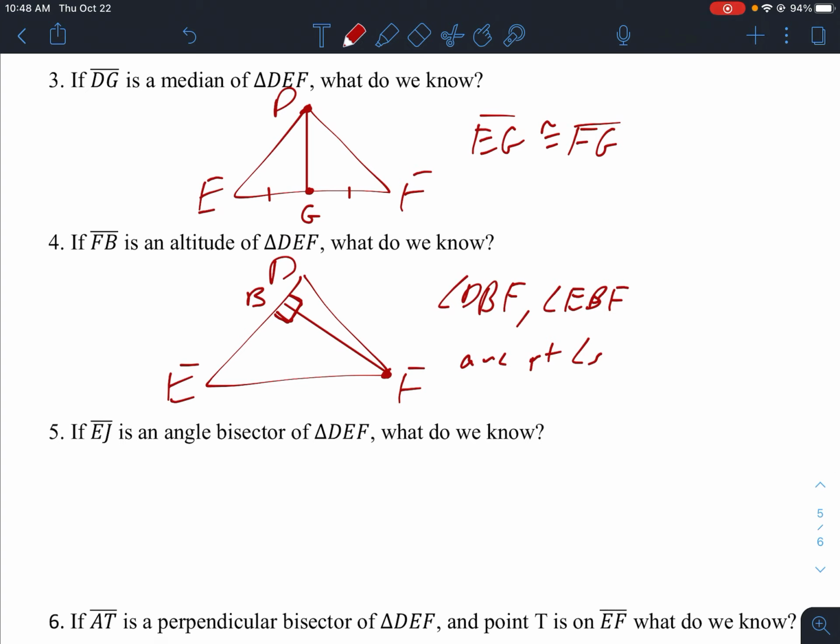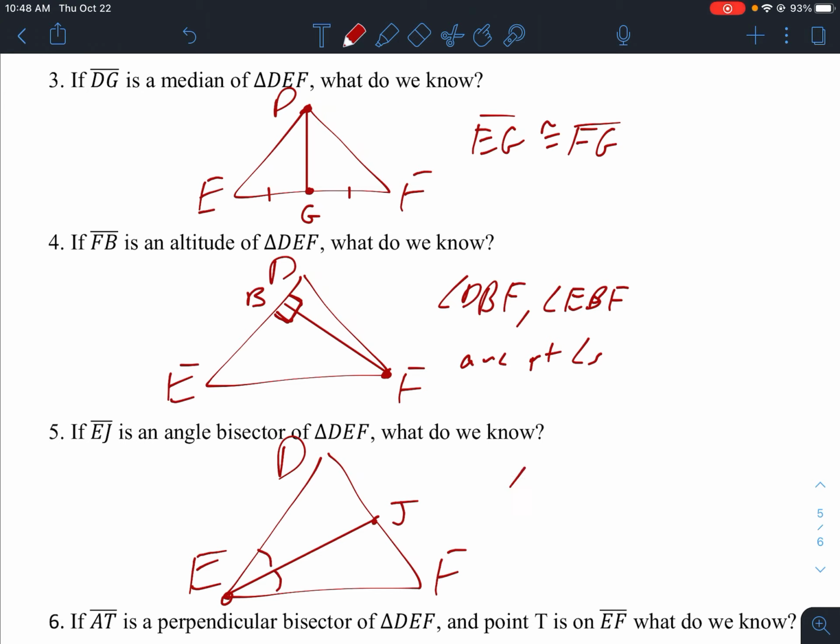Number 5, EJ is an angle bisector. So again, let's draw DEF here. And EJ, well, it's coming from E, and it must be going this way, away from E. So that must be J right there. An angle bisector means these 2 are congruent. So angle DEJ is congruent to angle FEJ.